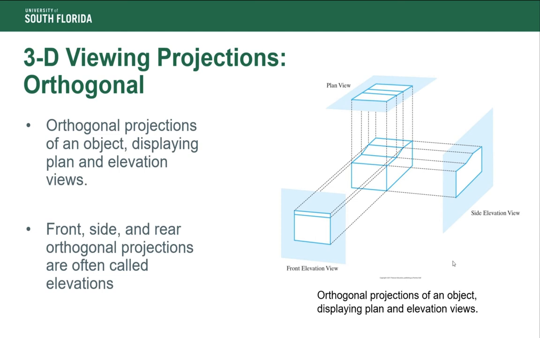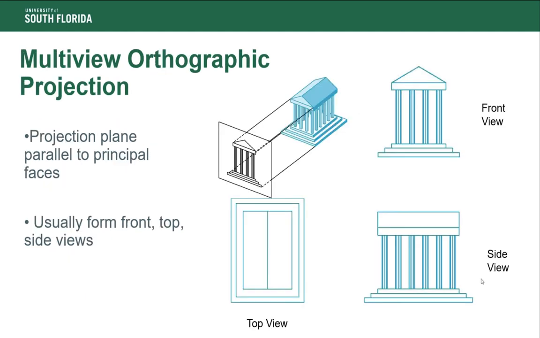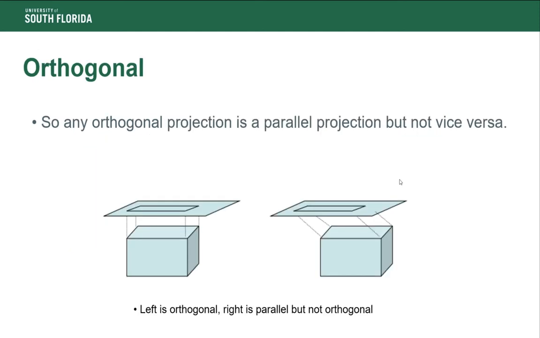So orthogonal projection of an object displays a plane and its equivalence. The front, side, and rear orthogonal projections are often called elevations. The projection plane is parallel to the principal face, usually from the front, top, or side view. Any orthogonal projection is a parallel projection, but not vice versa. For example, the left is orthogonal, but the right is parallel but not orthogonal.